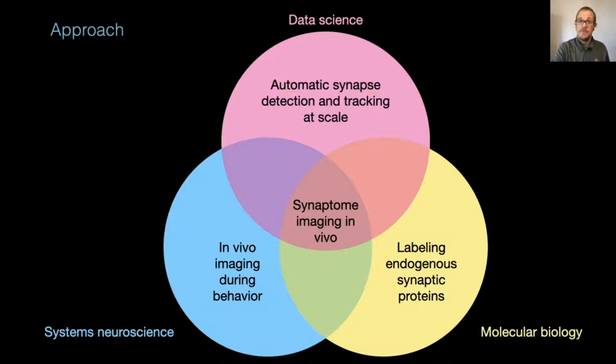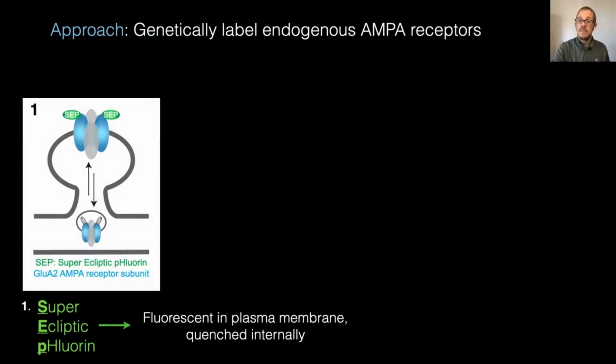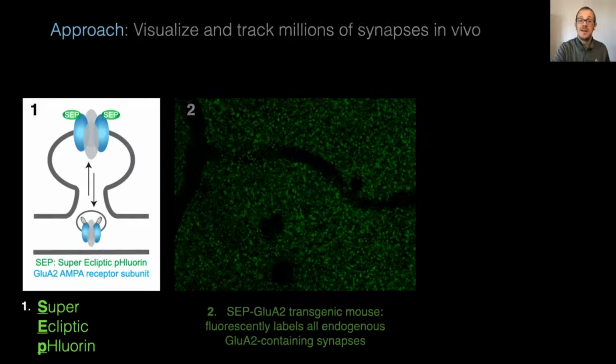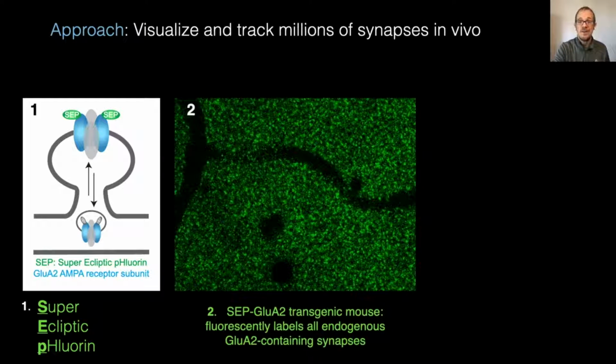To visualize synapse dynamics in living animals, we've made transgenic mouse lines with fluorescently labeled endogenous AMPA receptors. This tag is pH dependent, enabling us to visualize only protein expression in the plasma membrane, as fluorescence of non-functional internalized receptors is quenched. This transgenic line labels all GluA2 containing synapses, and we're labeling nearly every excitatory synapse throughout the entire brain, on the order of millions of synapses in mice.